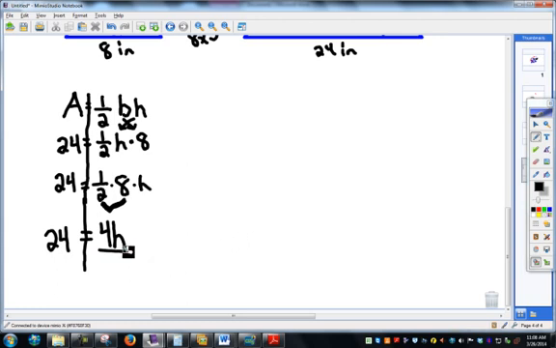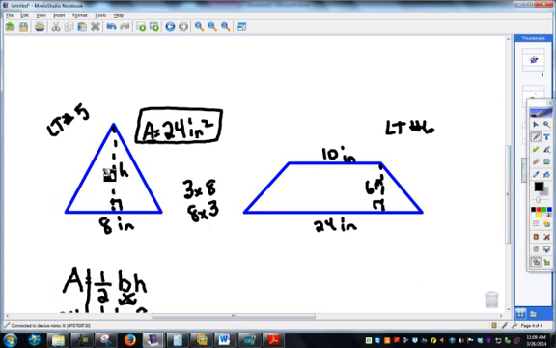We're going to ask ourselves, just like we did on learning target 1, is there any addition or subtraction? No. Is there any multiplication? Yes. We divide by 4 to both sides to undo multiplying by 4. And we get that h equals 6. So you go up here and you say, okay, I know that my height is 6 inches.